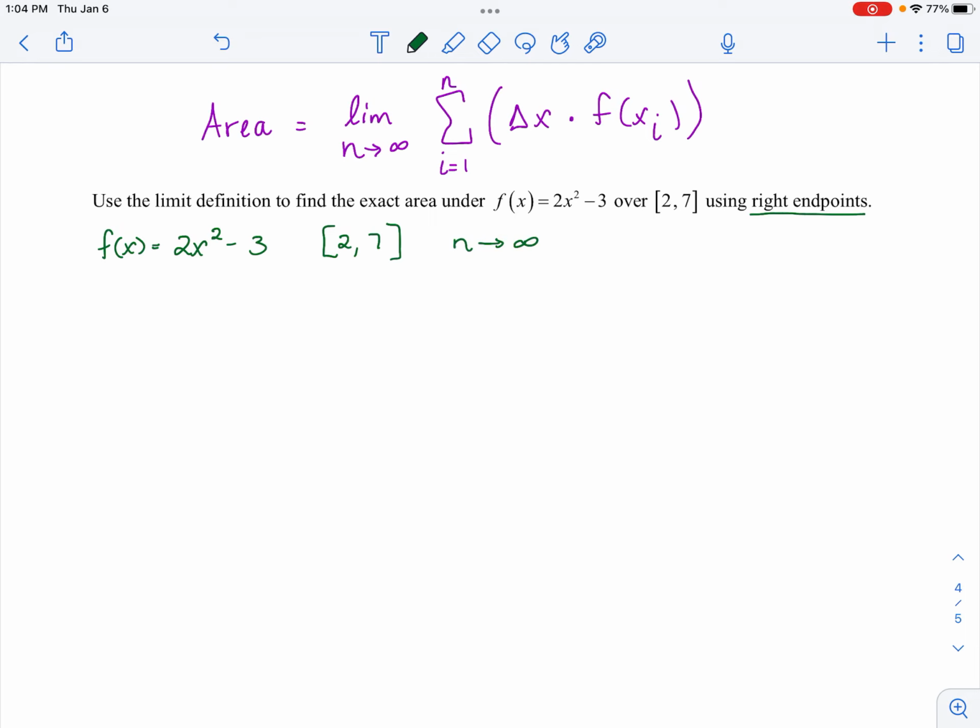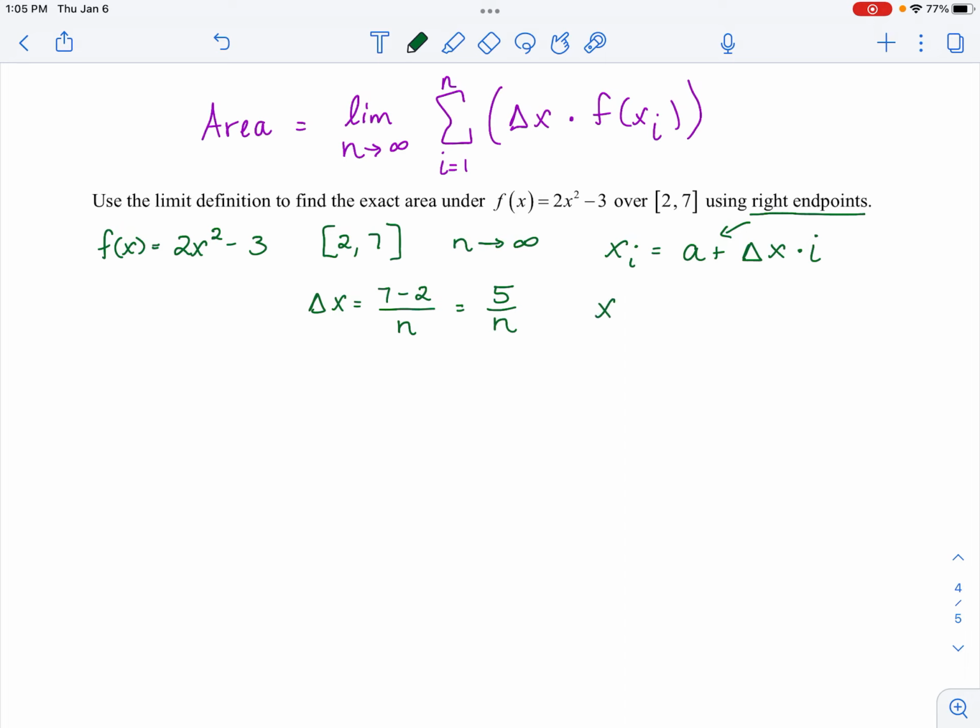And the right endpoints means that our x sub i's are equal to the a value plus delta x times i. Okay. So first we need to know what delta x is. So delta x is equal to b minus a, so 7 minus 2 over n, but now n is approaching infinity, so it's going to stay a variable, okay? So we're going to get that the delta x is 5 divided by n, okay? So as n approaches infinity, this value will approach 0 because 5 divided by a really large number is a really small number, okay?